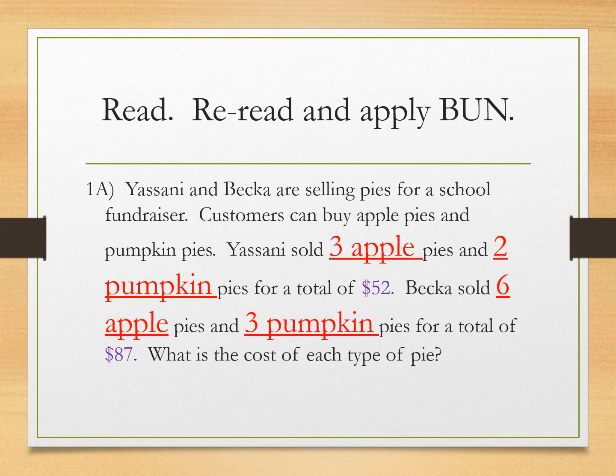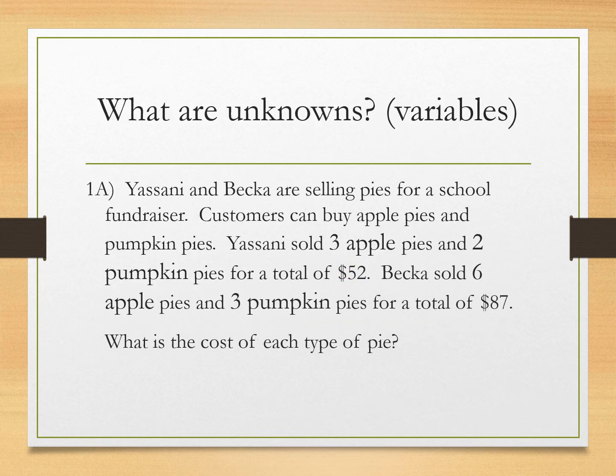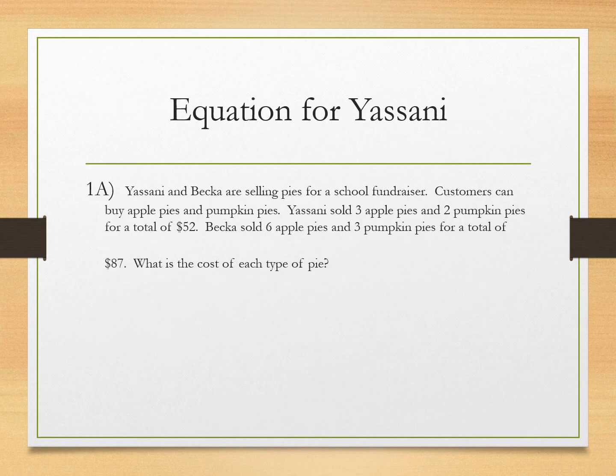The most important thing here is that we have 3 apple pies, 2 pumpkin for a cost of $52, and then 6 apple pies and 3 pumpkin for a cost of $87. So we are trying to figure out what's the cost of each type of pie. So the things that we don't know are the cost of an apple pie and the cost of a pumpkin pie. You can use different variables if you want, but usually I do one that goes with what we're talking about. So we need to make an equation for Yasani and an equation for Becca.